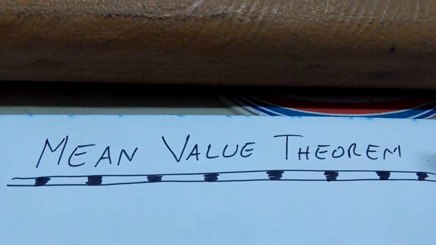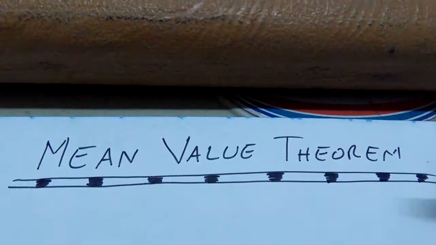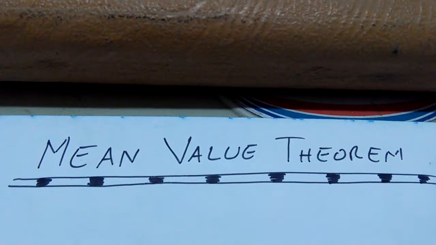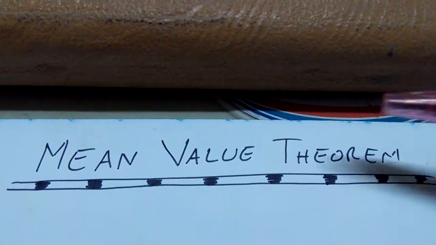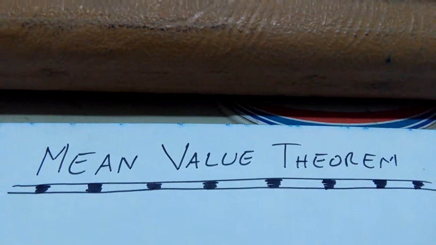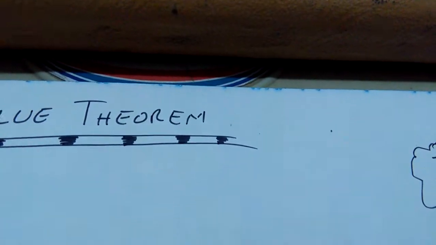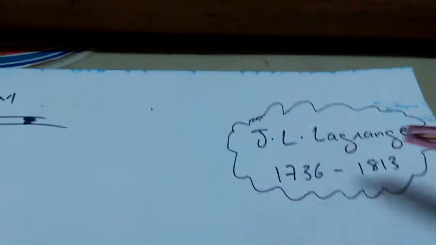And as you can see the topic, we are going to discuss today the mean value theorem and its geometrical interpretation exhaustively. You know that this theorem was presented by J.L. Lagrange, a French mathematician of 19th century.